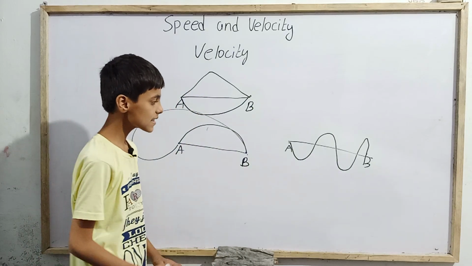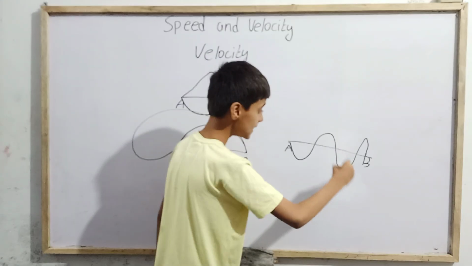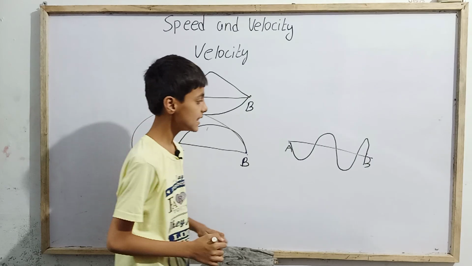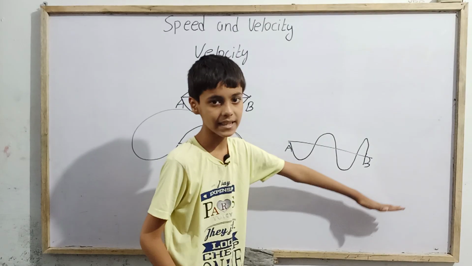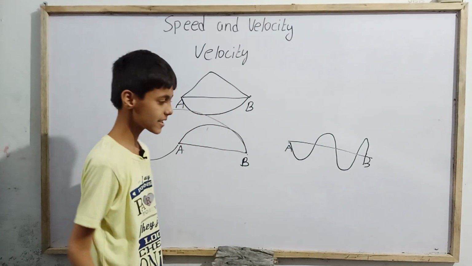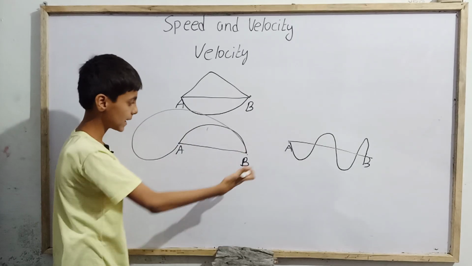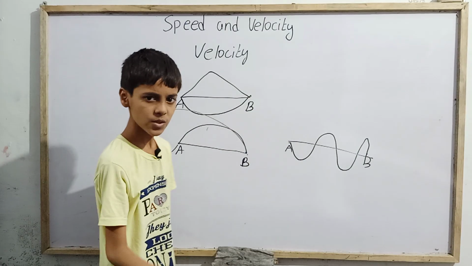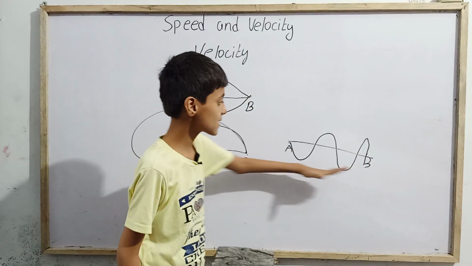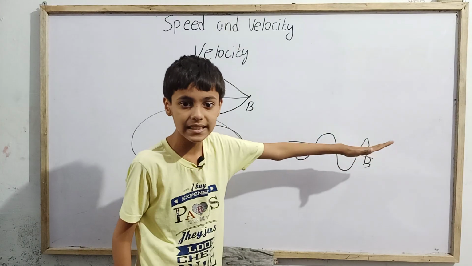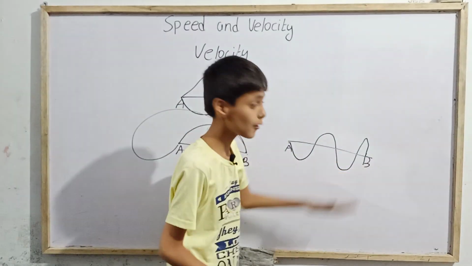Why is it such? Because we cannot say that distance has any specified direction. No, it does not have any specified direction. Here we can go this way, or any way. But displacement has only a specified direction. Displacement has a specified direction.